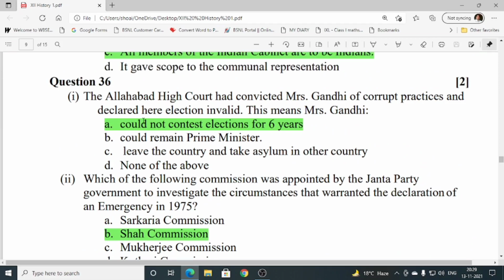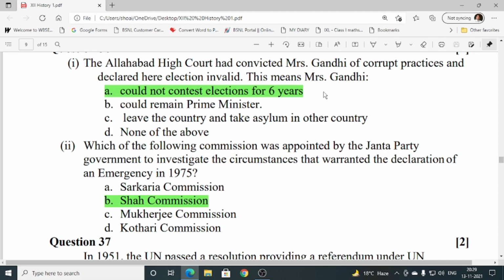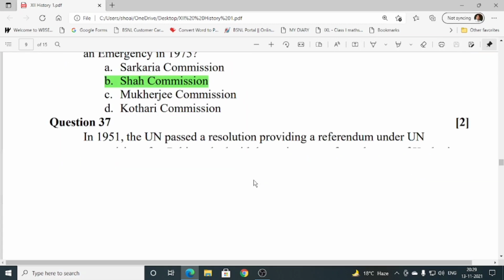Okay, 36. Allahabad High Court had convicted Mrs. Gandhi of corrupt practices and declared her election invalid. This means Mrs. Indira Gandhi could not contest election for 6 years. Then number 2, which of the following commissions was appointed by the Janata Party government to investigate the circumstances that warranted the declaration of an emergency in 1975? So it was the Shah Commission. Okay, Shah Commission.